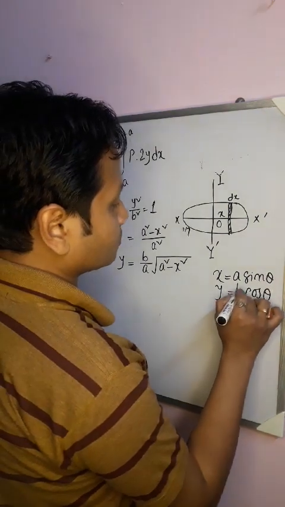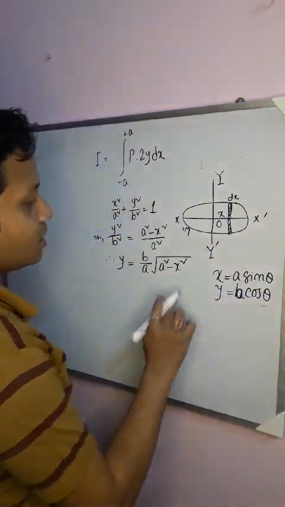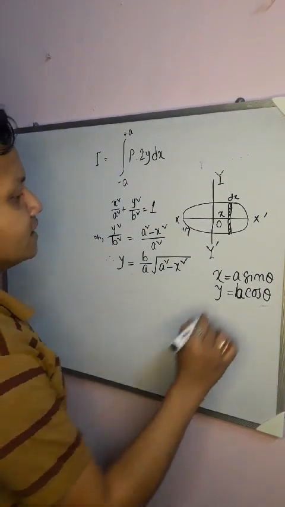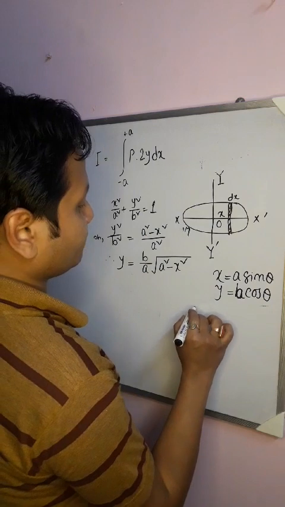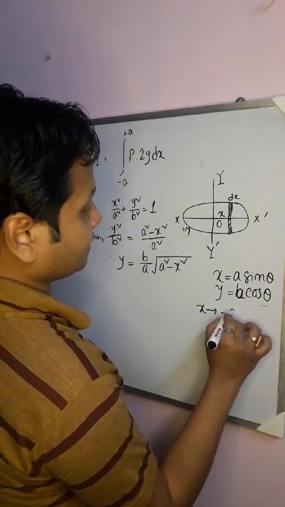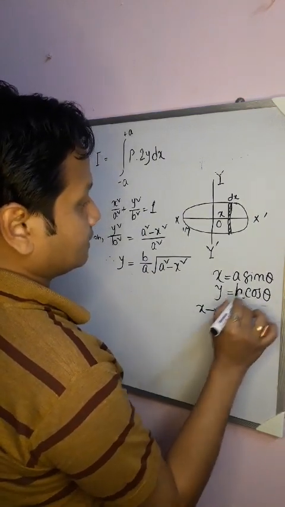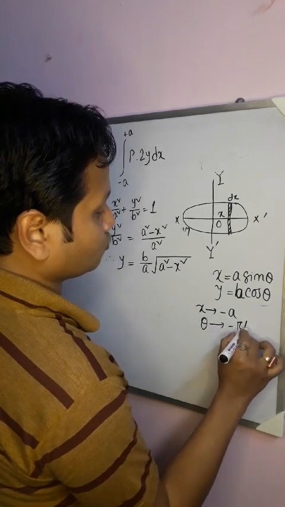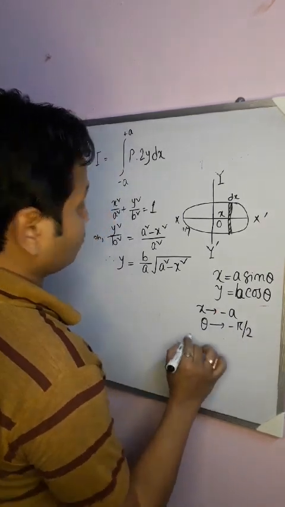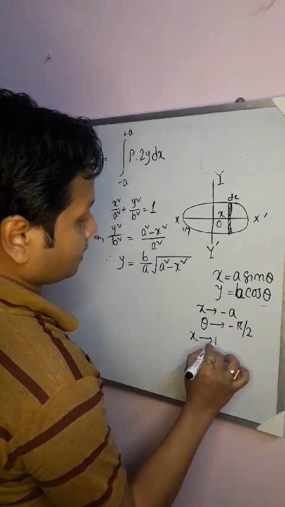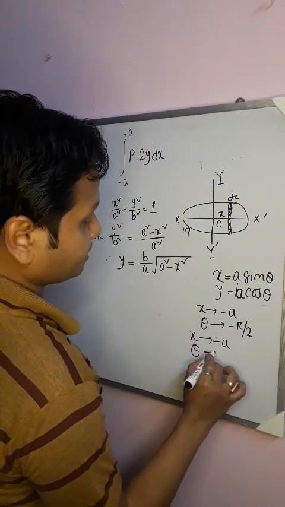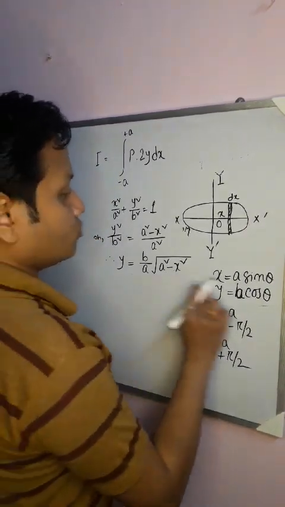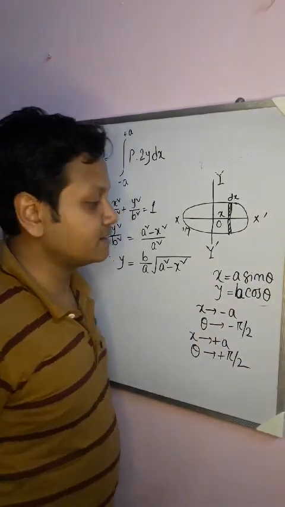y equal to b cos theta. So if we assume x equal to a sine theta, and the limit is minus a, so when x is minus a, that means sine theta is minus 1, that means theta is minus pi by 2. And when x tends to plus a, the limit theta changes to plus pi by 2. So here we have assumed x equals a sine theta.